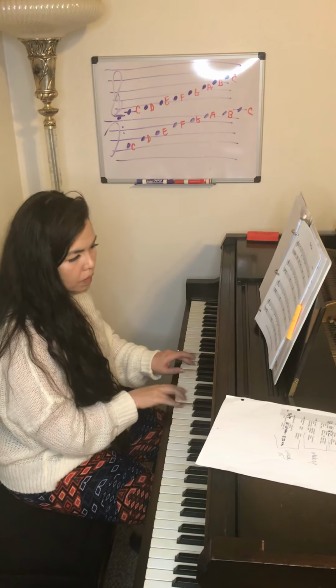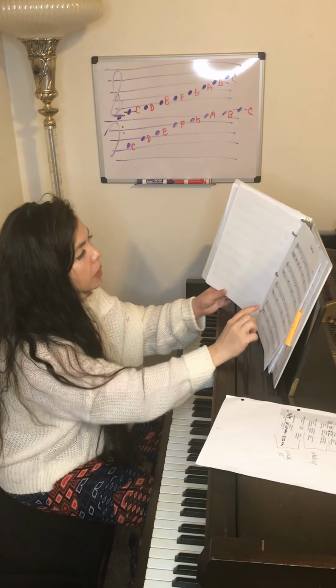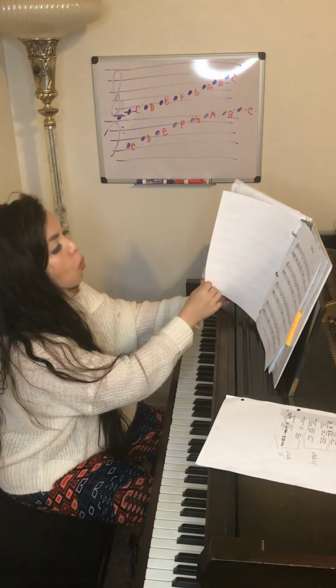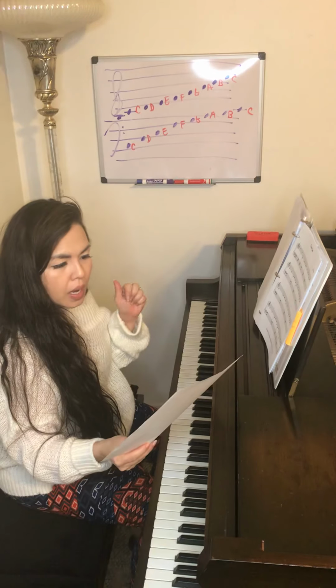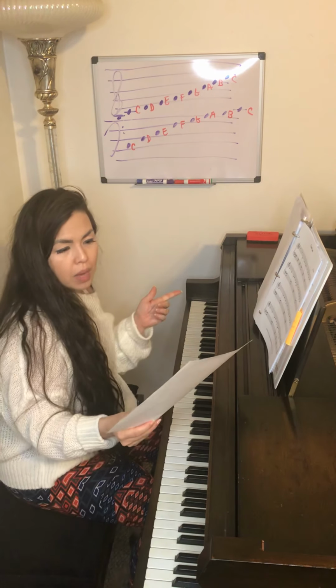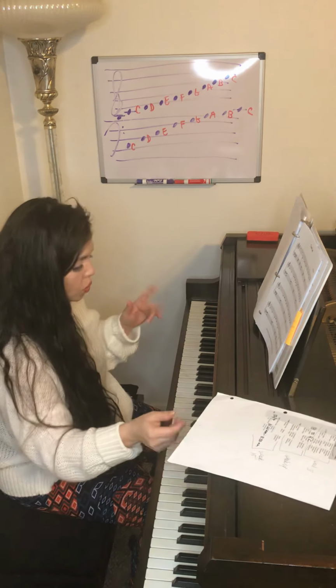So practice Can Can, Bohemian Lullaby, record Drifting Clouds for me, and then you have your Canoe Song. On top of those things, I'd like you to do the E flat major scale and the A flat major scale. Okay, so those two scales this week.